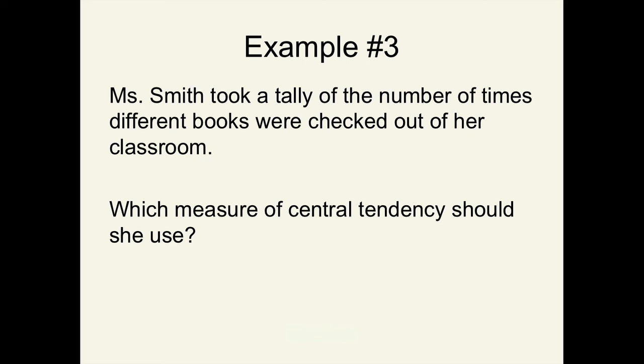Now let's take a look at this last example. It states, Miss Smith took a tally of the number of times different books were checked out of her classroom. Which measure of central tendency should she use? In this case, since Miss Smith is wanting to look at nominal data, which are the names of books, and she is also looking for the most typical case, the mode would be the best option for her in this case.